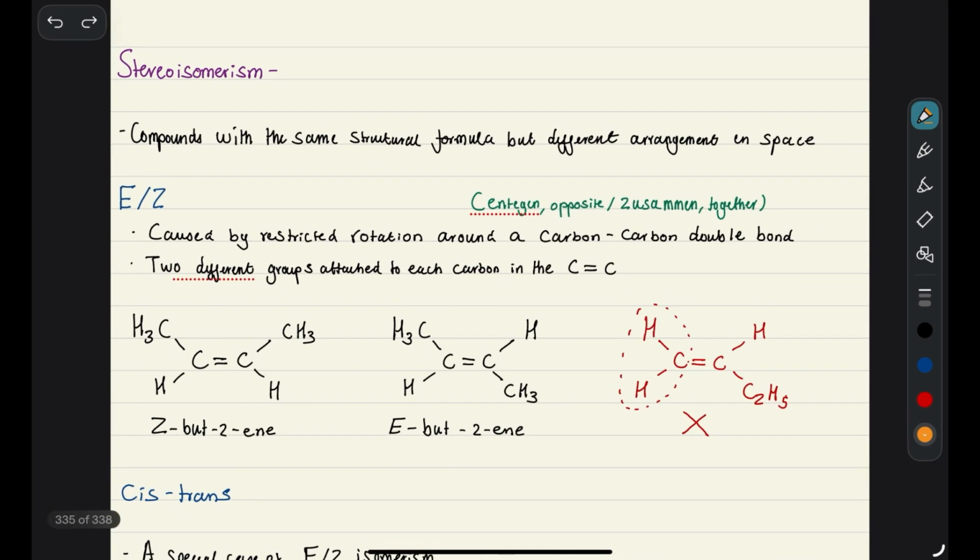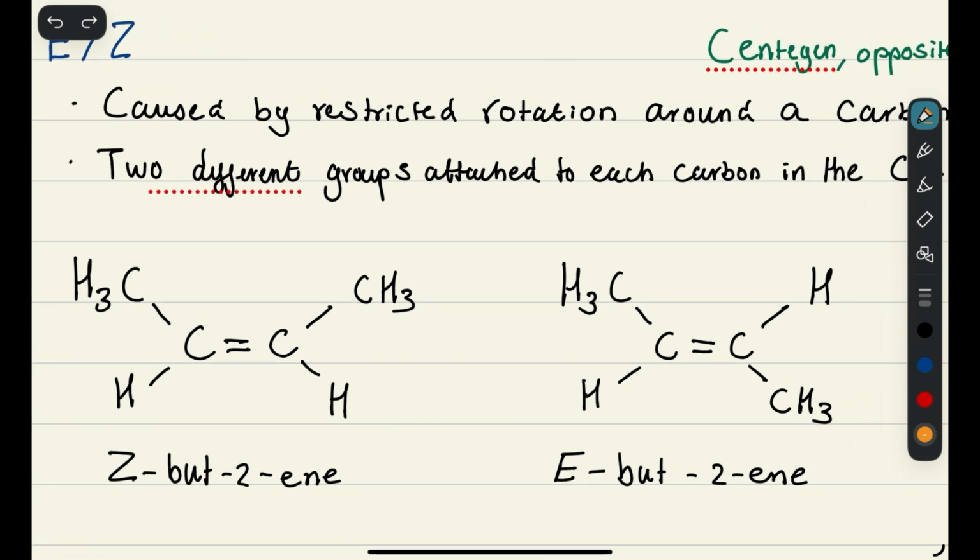Okay, so we'll explain what it is. You need 2 factors to be present, or 2 conditions, for this to be valid, right? You need restricted rotation across a carbon-to-carbon double bond. And you need 2 different groups to be attached to each carbon. So what do you mean? Let's look at this example here.